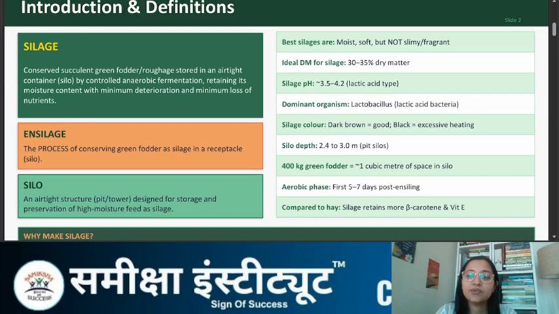Then as compared to hay, silage retains more beta carotene and vitamin E. Both of these get degraded in the case of hay because they are very photosensitive and unstable in the presence of UV rays. But in the case of silage, these two are retained. So the nutrient quality, as I've mentioned, is higher.